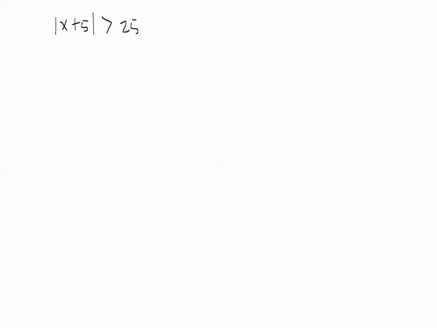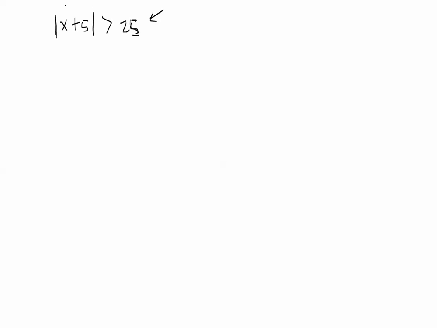Okay, so for the third example, I'm not actually going to use the problem that I did in part 1 because it ended up with a negative number right here, which is one of the special cases that I'm going to explain in part 3. So I'm going to take this other example, which is absolute value of x plus 5 is greater than 25.